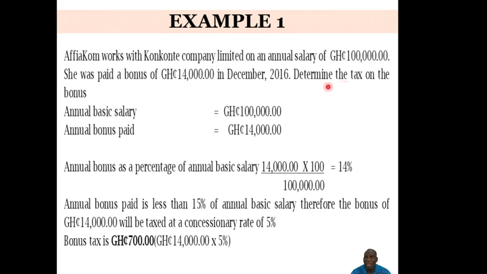What you have to do is that you first find 15% of this annual basic. 15% of this will give you about 15,000 cedis or so. And the bonus is only 14,000, which means the bonus is not more than 15% of your annual basic. Therefore, the whole of this bonus, 14,000, will be taxed at 5%. And 5% of 14,000 will give you 700 Ghana cedis or so.